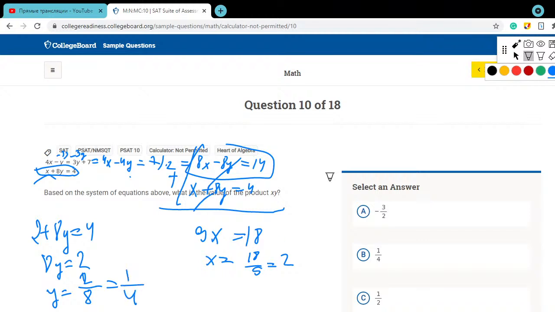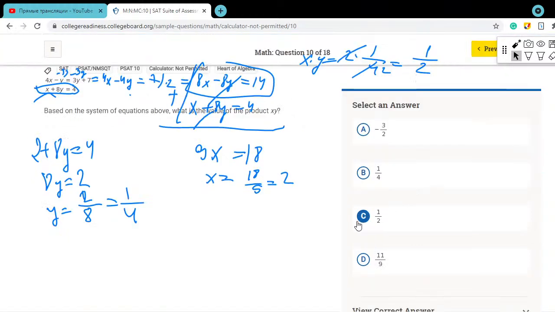Now I need to multiply. So x multiplied by y equals 2 multiplied by 1 over 4, it's 1 over 2. The answer is C.